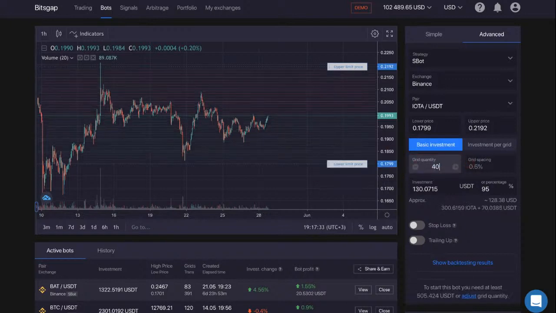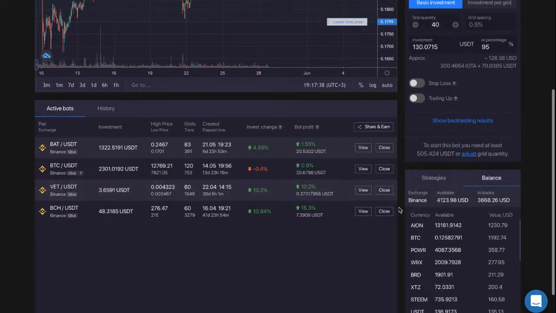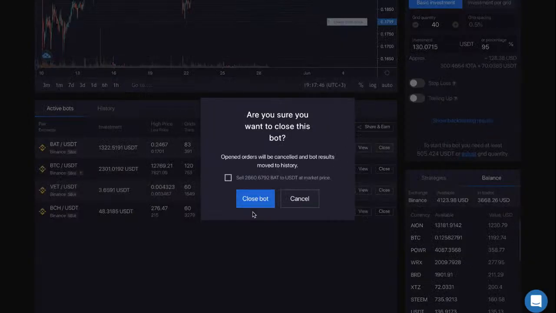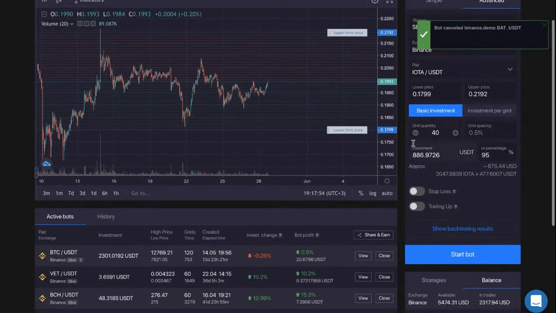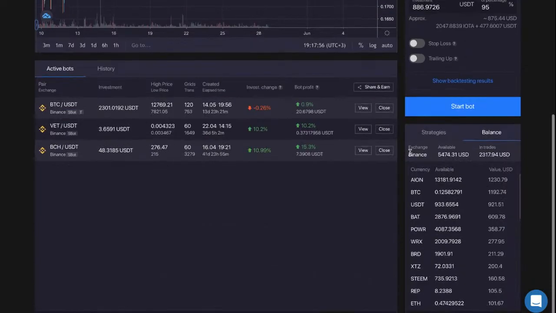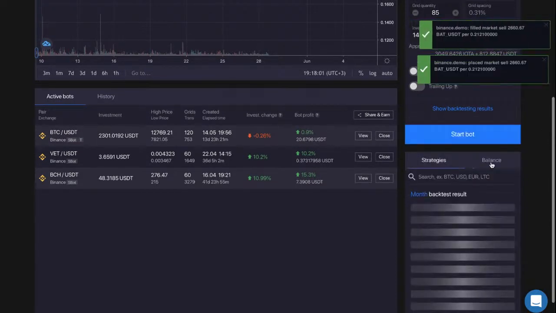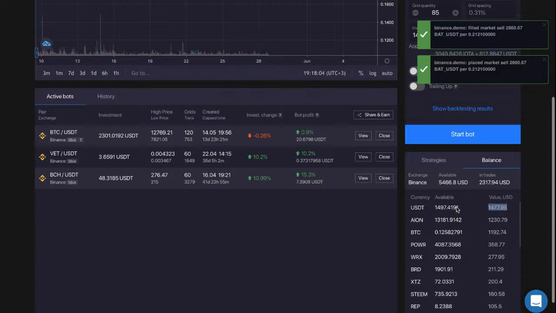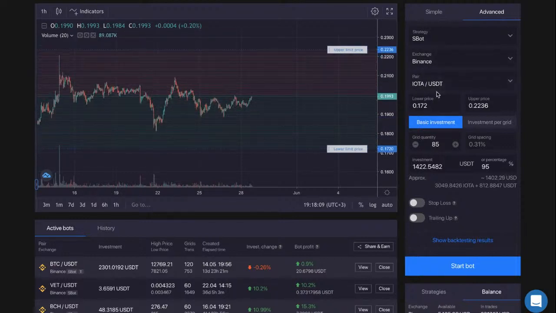Actually, let's use 40 grid levels. It tells me that I don't have enough USDT. So if you see something like that, I will close my BAT USDT just to take enough of the USDT to initiate the next bot, just for the sake of the example. So now you see that I have USDT, which I can use to open my IOTA USDT.